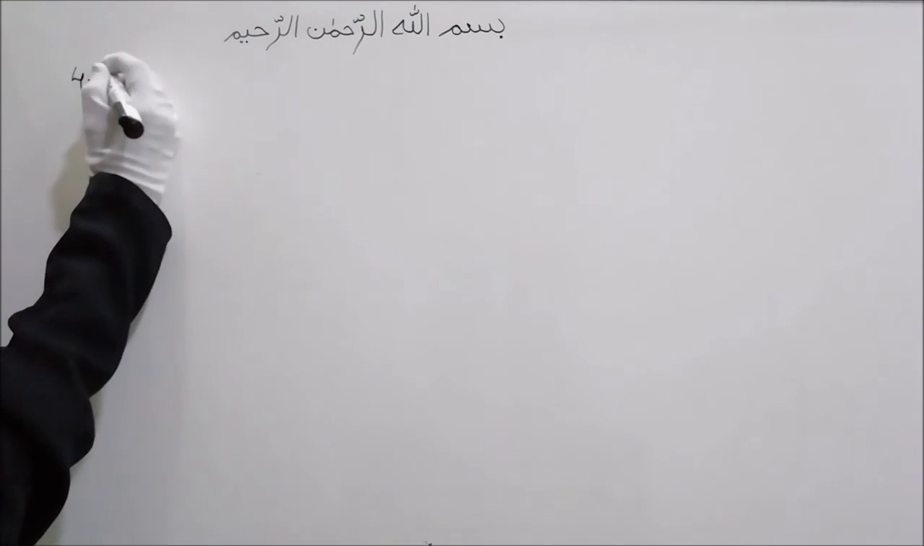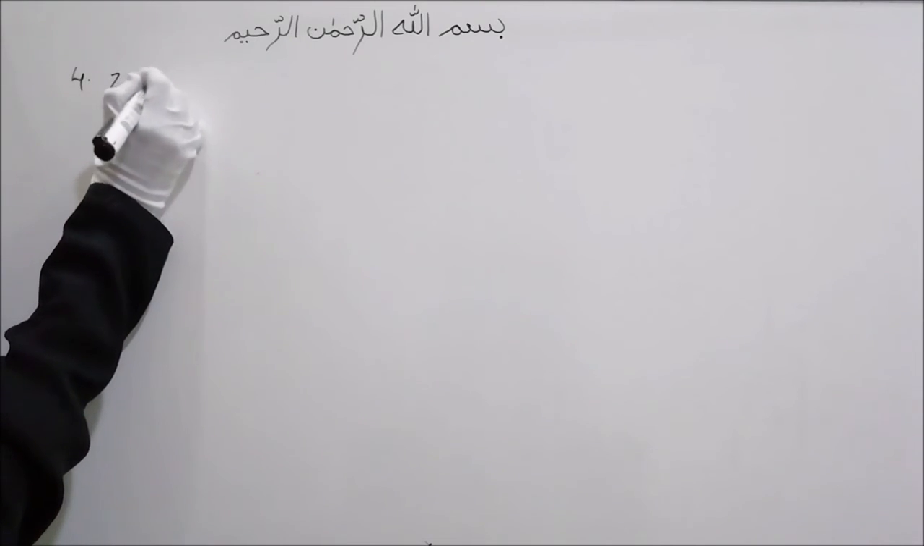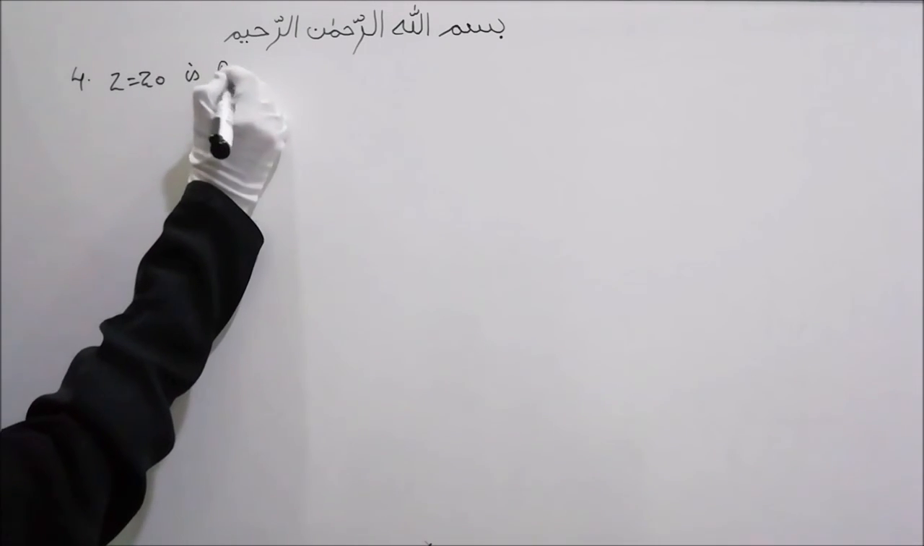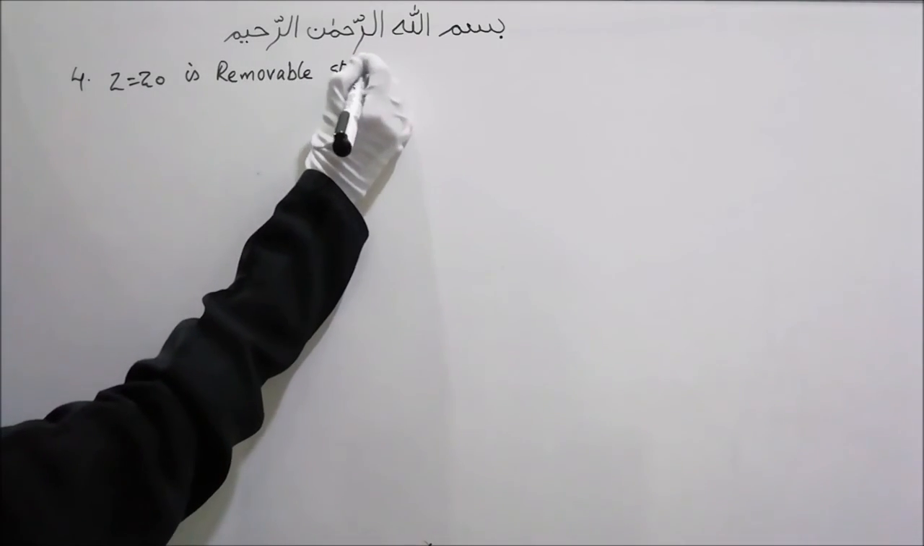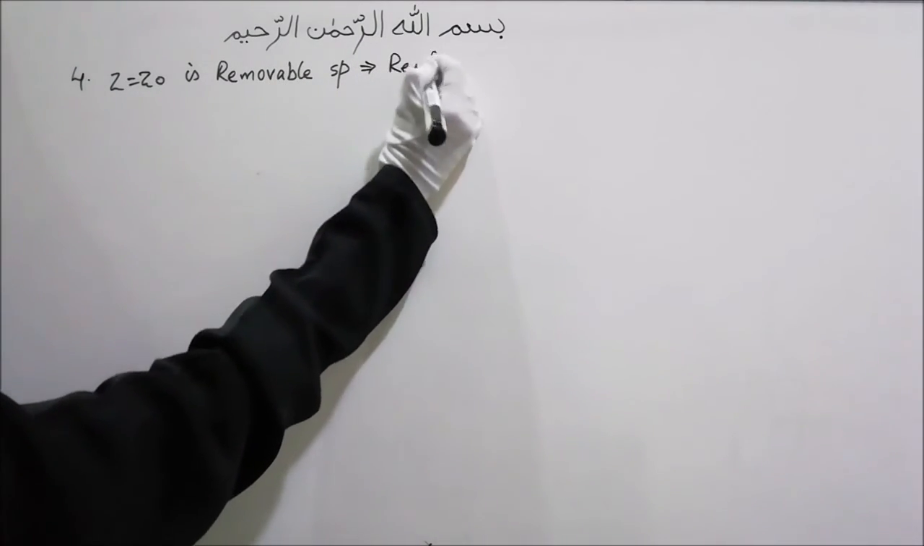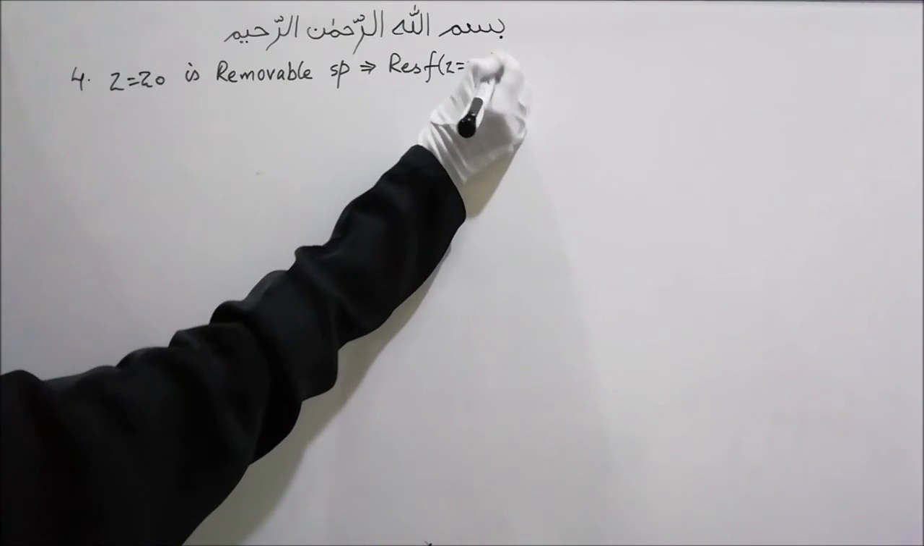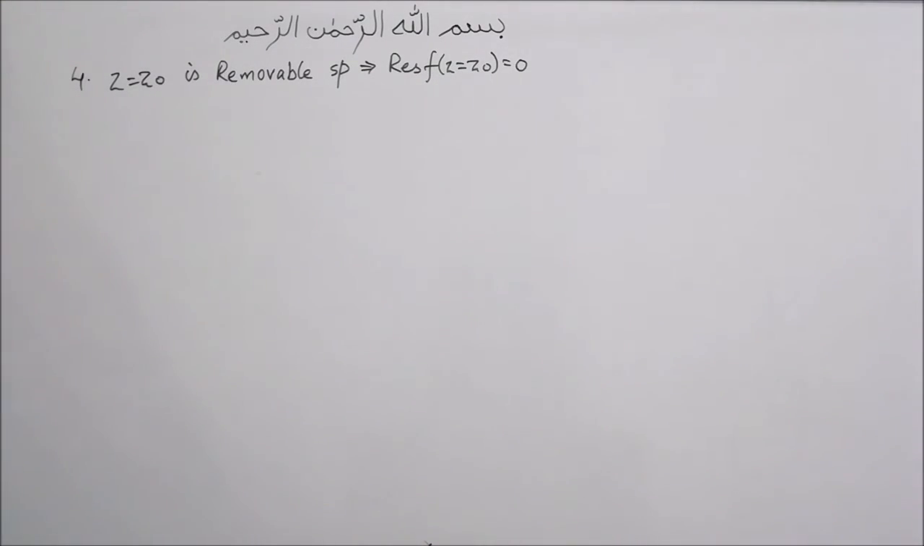Point number 4. If z equals z0 is a removable singular point, then the residue of the function at z equals z0 is always going to be 0.